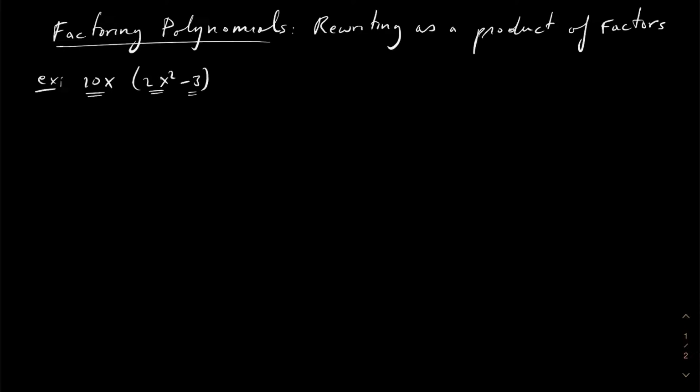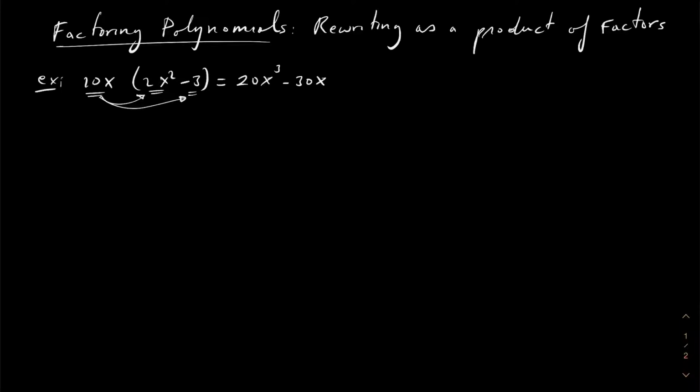Since the first factor here only has one term and the second factor has two terms, we're going to multiply this one term by the two other terms. So we're going to have 10x times 2x squared. That's going to give us 20x cubed. And then we're going to have 10x times negative 3. That's going to give us negative 30x. So this is what is called expanding. And so factoring is going to be going backwards.